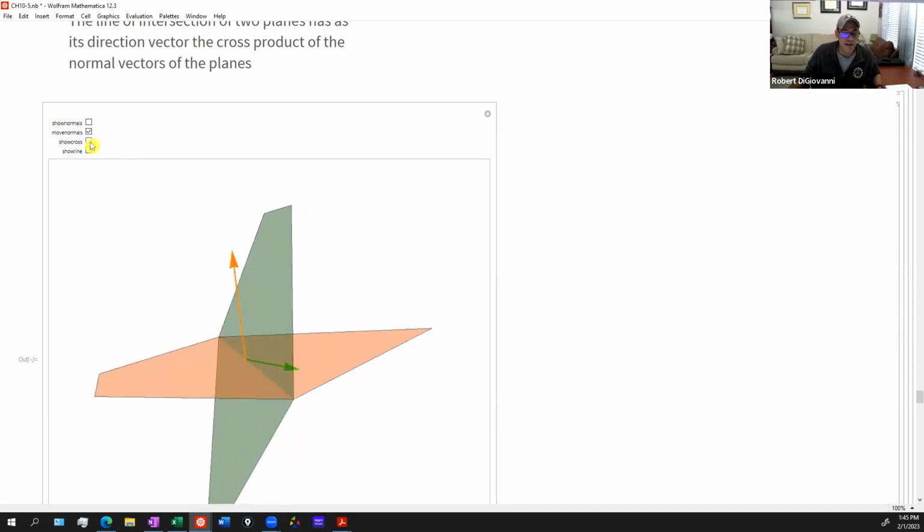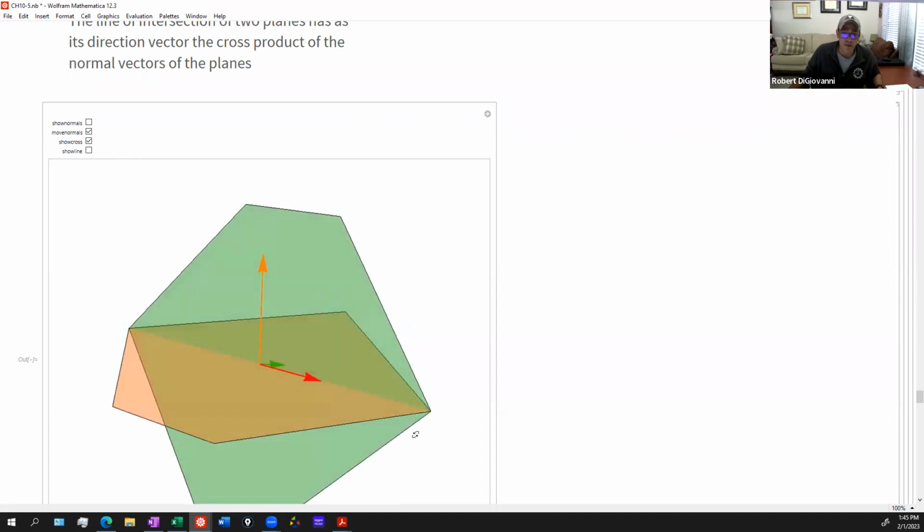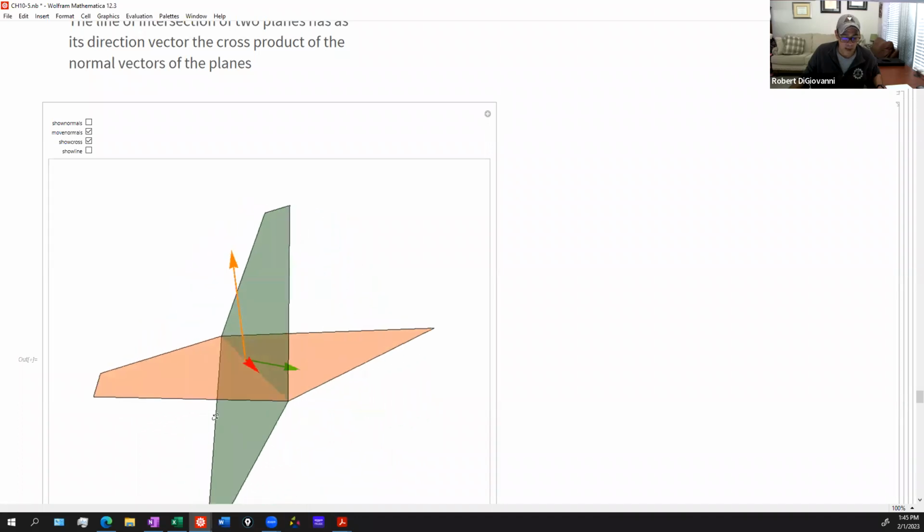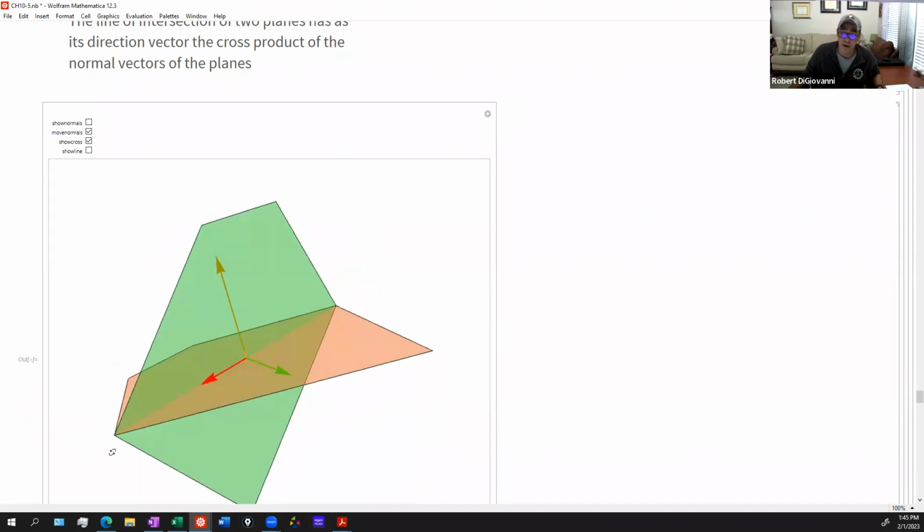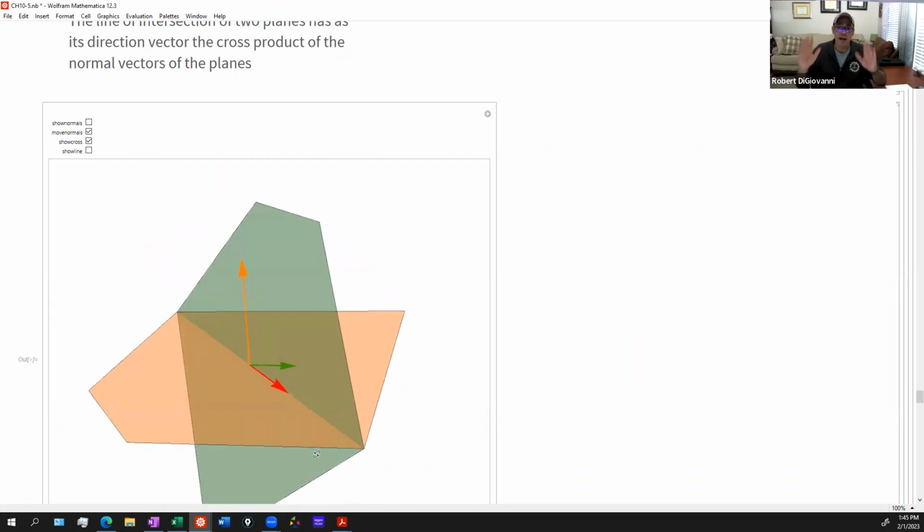Do you all see that if I cross those two normals, that vector points in the same direction as that line? Every time, always. That is a very, very nice property. Given two planes that are not parallel, if you take the cross product of the normal vectors, the resulting vector is pointing in the same direction as the line of intersection of those two planes.